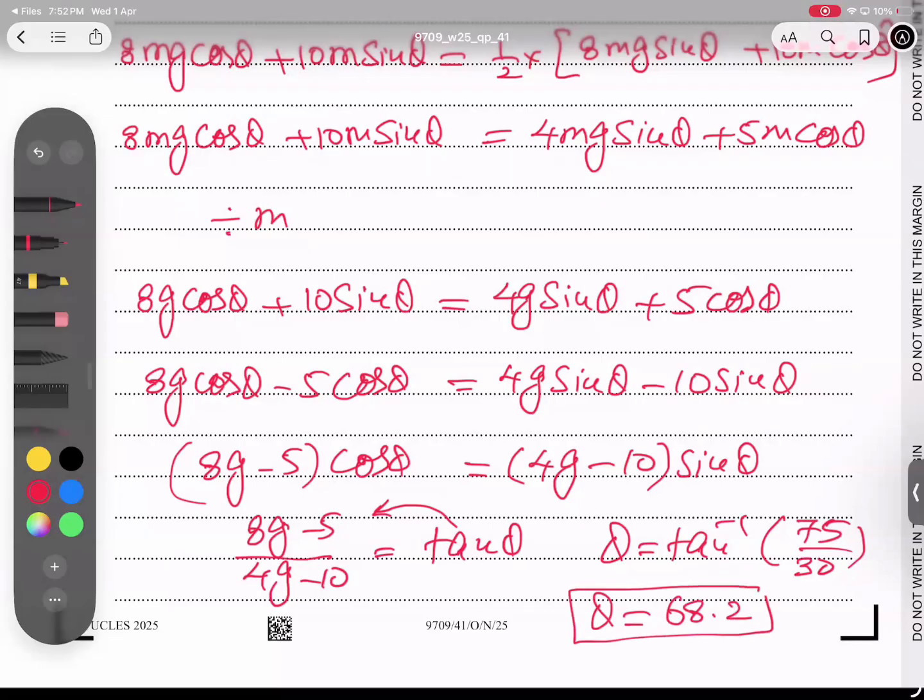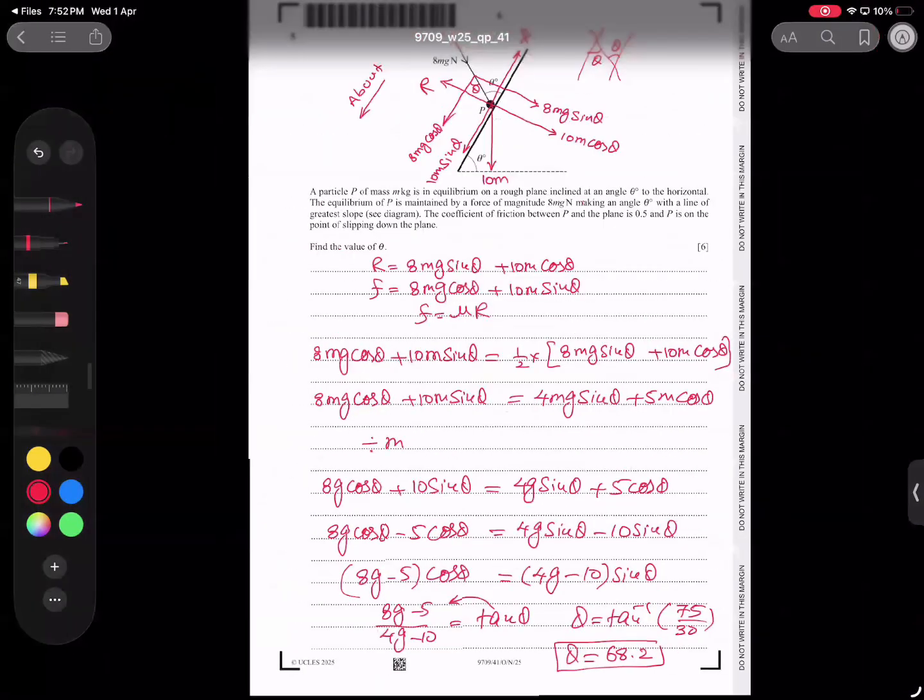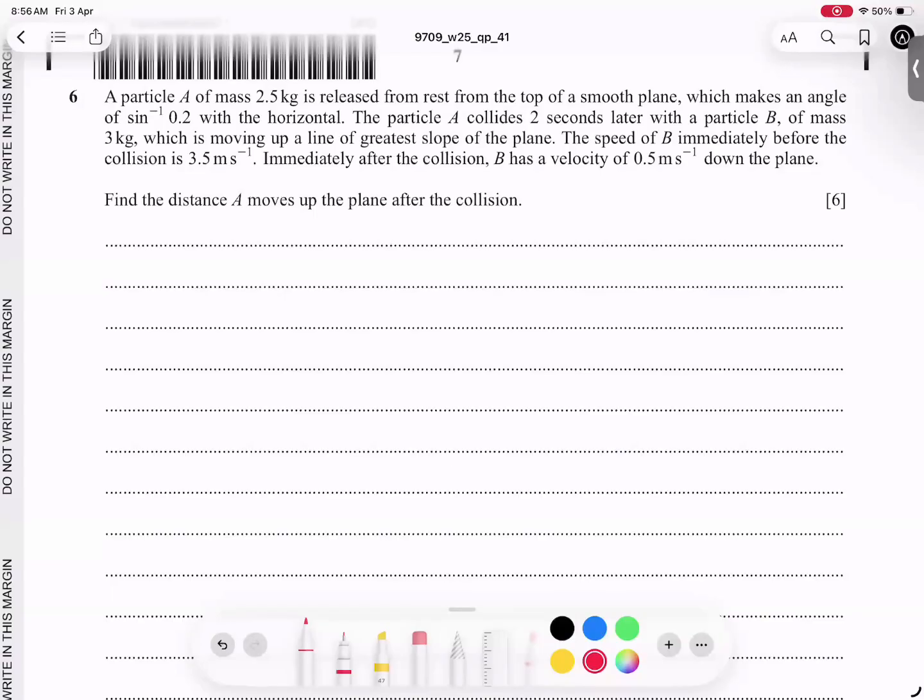I hope the concept of the question is completely clear. Now the next question, question number 6. We have, students, the particle A of mass 2.5 released from rest from the top of a smooth plane. Smooth plane means friction throughout is 0, and it makes an angle of sine alpha. So if I take alpha equal to sine inverse 0.2, if I bring sine to the other side, it becomes sine alpha equal to 0.2.